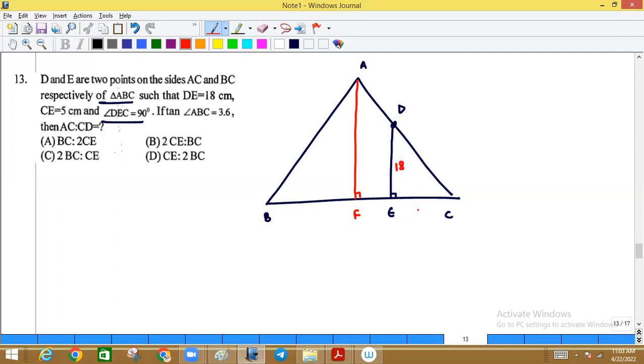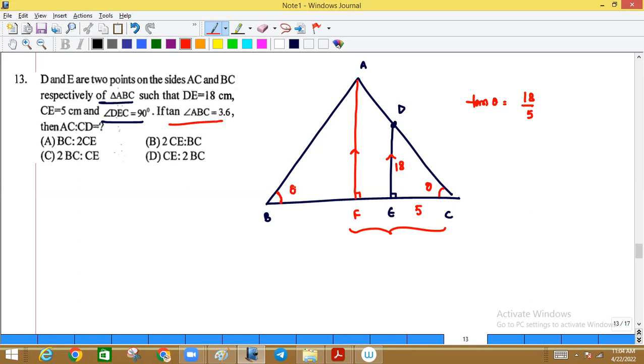Okay. What is CE? If I take it as theta, tan theta is equal to what? 18/5. Here also tan C is equal to what? 18/5, meaning height and base. Can I say these two are parallel? Because tan ABC is also how much? So ABC is also given. This one is also theta.